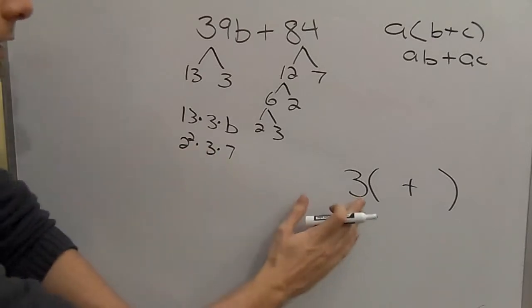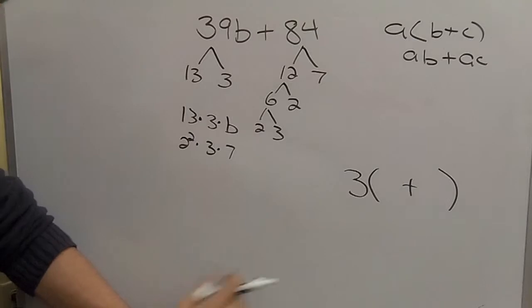So for example, in both of these numbers, I know that the GCF is 3, so I know they both share a prime factor.